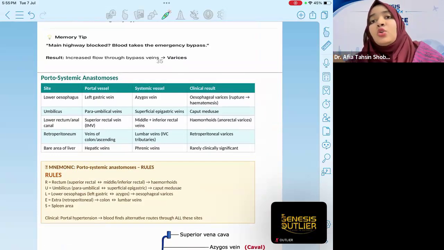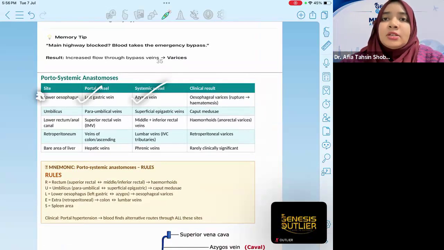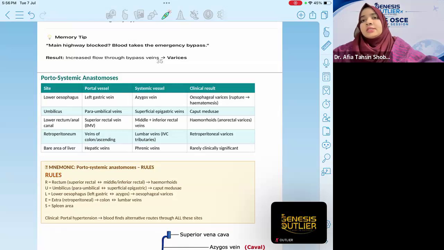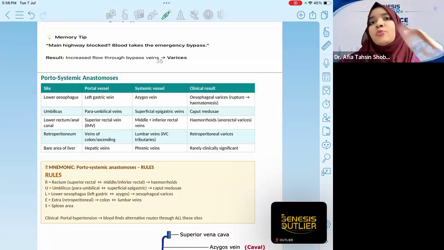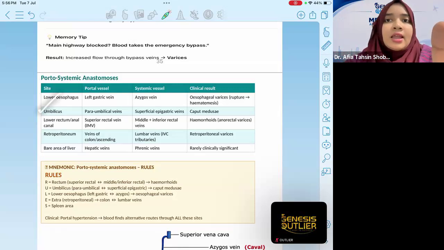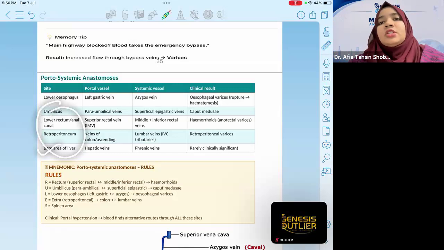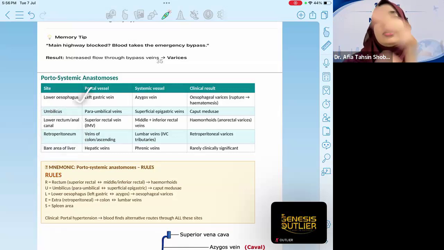we will get at the lower esophagus. Which vessels are involved here? Left gastric vein and esophageal vein. Okay, this is most important for MRCS, and its clinical importance is esophageal varices. You will also get this type of portosystemic anastomosis at the umbilicus, at the lower rectum, at the retroperitoneum, and the bare area of the liver. But for the exam, you just need to know about the first one. At the lower esophagus, you will get the anastomosis between the left gastric vein and the esophageal vein. Okay.